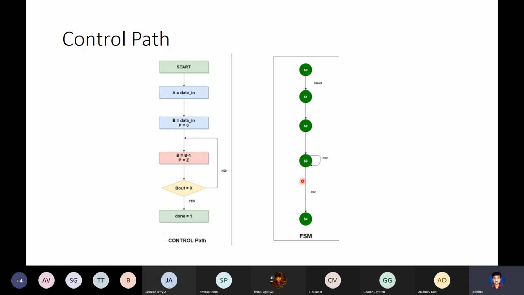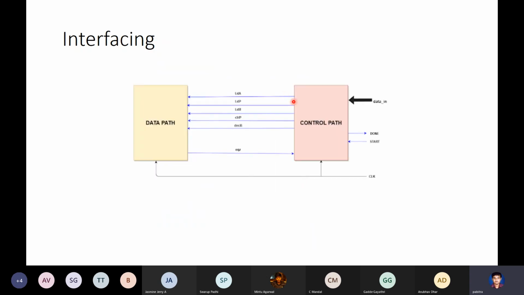Okay, so this FSM will transition from state to state, produce outputs. Can anybody tell what are the outputs of this FSM? What would be the output of this FSM and what will be the input to this FSM? Anybody? Can you please tell? So the output of this FSM will be the control signals. Load A, load B at different points of time, different sequence.